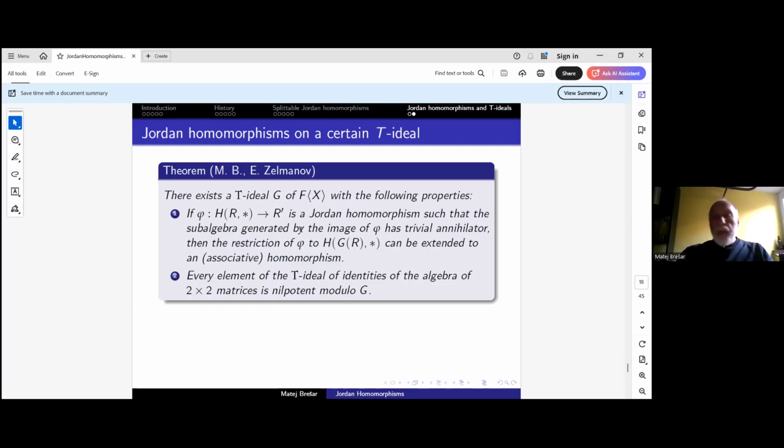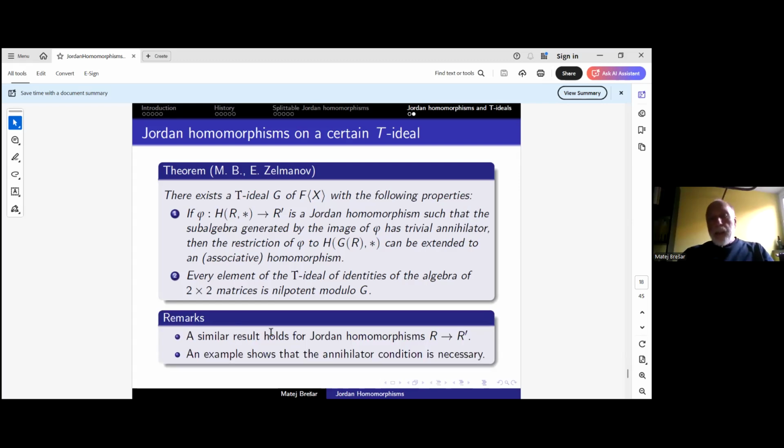The advantage compared to McCrimmon's result is that we do not assume that this T-ideal is equal to the whole ring. And a similar result holds for Jordan homomorphisms defined on R. And also, as Efim mentioned yesterday, an example shows that, I forgot to mention because I was hurrying, we have to assume that the image of phi has trivial annihilator, and this turns out to be necessary. So this result is somehow optimal. Thank you very much.